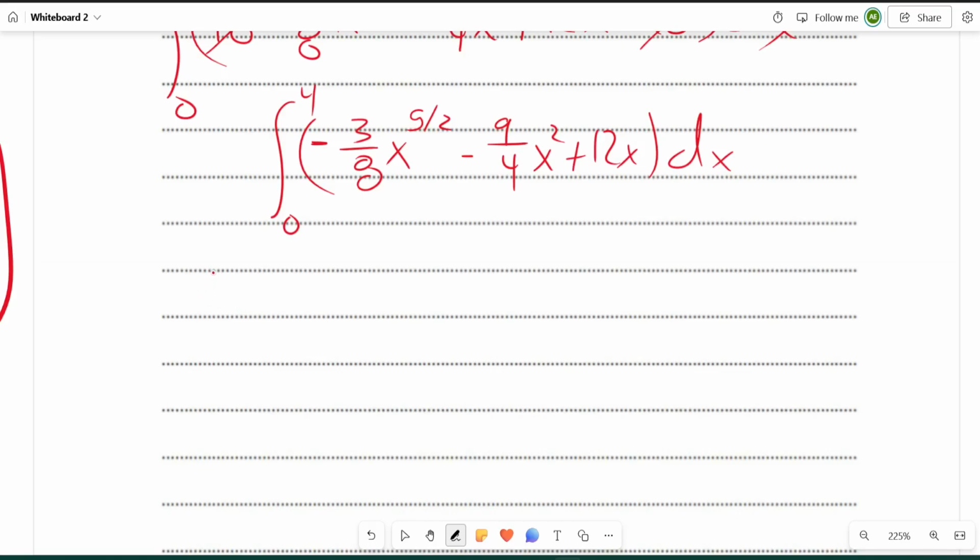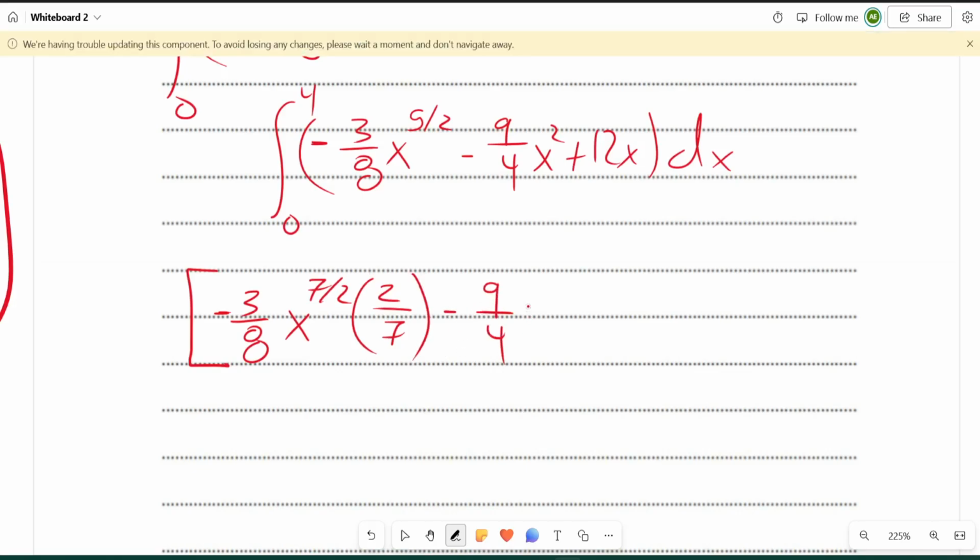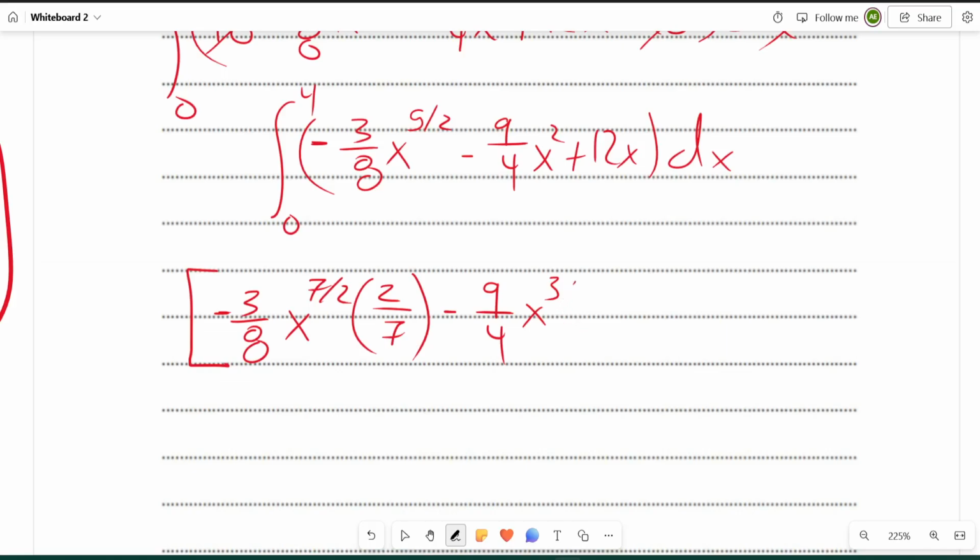So let's start by integrating first. So this is going to be minus 3 over 8 x, 5 over 2 plus 1 is 7 over 2. Then I'm going to multiply by 2 over 7, minus 9 over 4x cubed, and then I'm going to multiply by 1 over 3, plus 12x squared over the new power, which is over 2. So that's straight away this from 0 to 4.